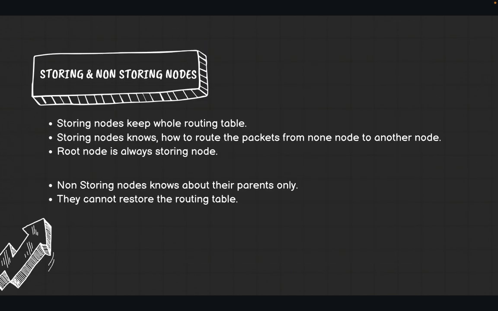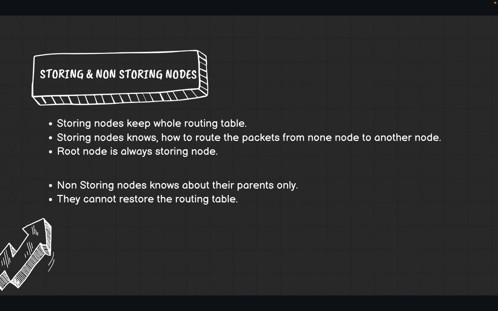Then there are two kinds of nodes. One is the storing node and one more is the non-storing node. Storing node is very simple. Storing nodes keep the whole routing table and have the knowledge of how to route the packets from one node to another node.